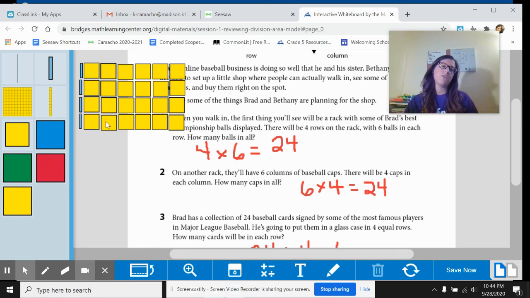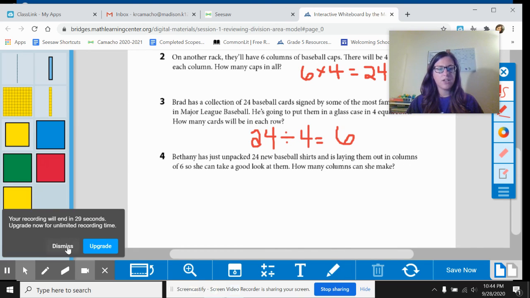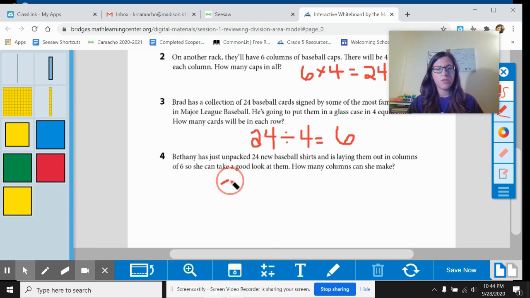And if I laid out 6 and 6 and 6 and 6, I would come to realize that I could make 4 columns with that. So for this problem, what I actually did is I started with those 24 baseball shirts, and I divided them into groups of 6, and I ended up with 4 groups.